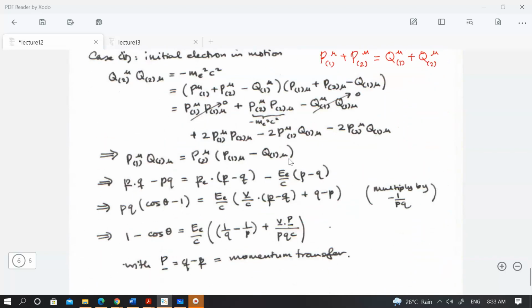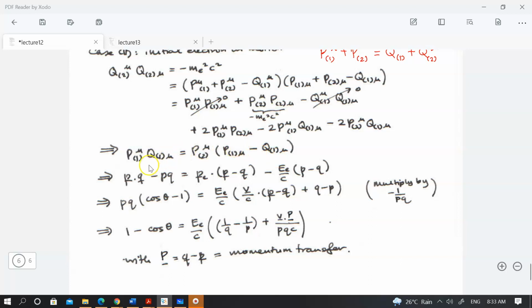So over here, P1 mu, Q1 mu is coming from the photons. So this will be just P dot Q for the three momenta of your photons over here. And then the fourth component with a minus sign will be just a magnitude.